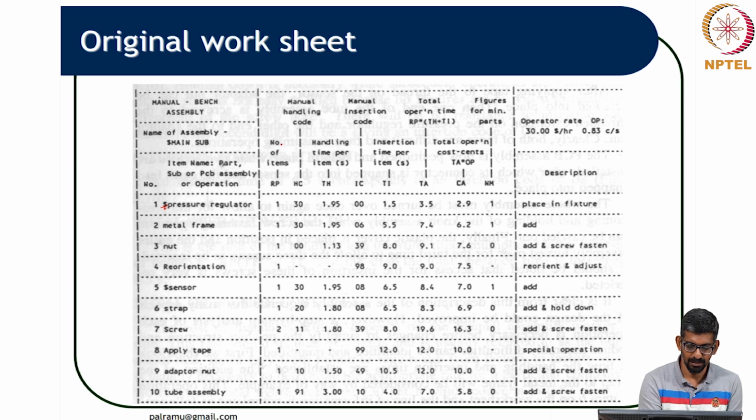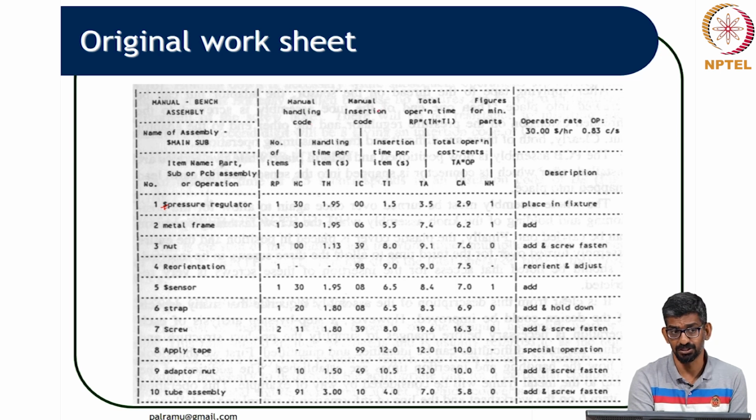they are asking the number of items, okay. For instance, the pressure regulator, it is only one. The screw, there were 2 screws, so it has to be multiplied by 2 at the end. Then similarly, all other, at least in this particular page, is 1. Then they ask for the manual handling code. So, this is just the sheet, you start by filling each one of the rows. We will figure out how they came up with this 30, we will look at that, okay. Then handling time per that is 1.95, and then this is the handling part.